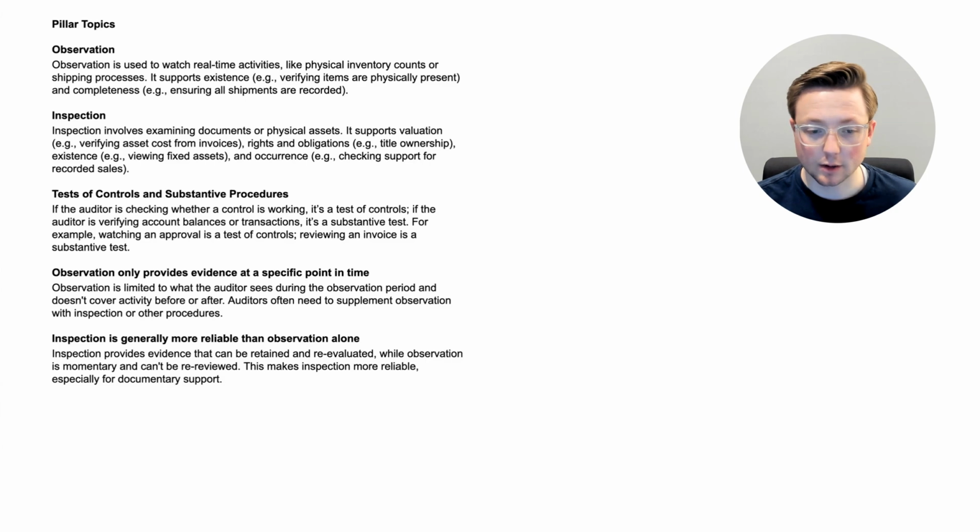And then finally, let's talk about inspection. It's generally more reliable than observation alone, and that's a repeat of that other pillar topic, but in a different way. Inspection provides evidence that can be retained and re-evaluated, while observation is momentary and can't be re-reviewed. This makes inspection more reliable, especially for documentary support. And again, in this video, we were talking about how you obtain evidence with observation and inspection.